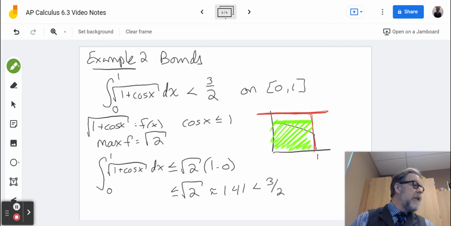All right. So there's a couple quick examples on how to use those properties.